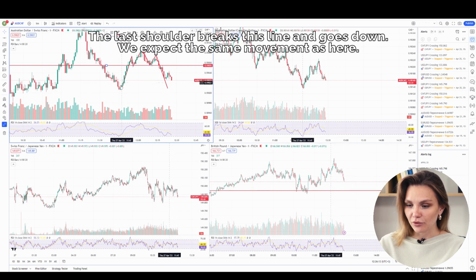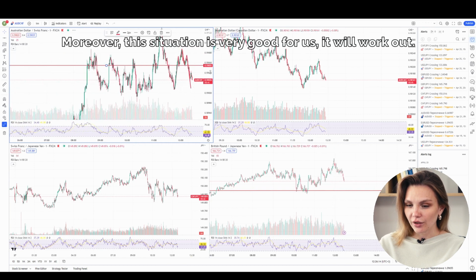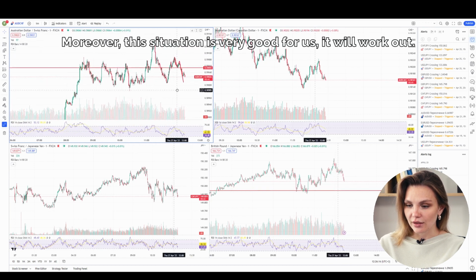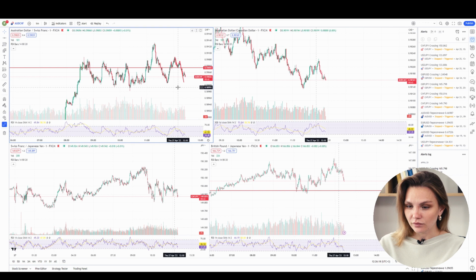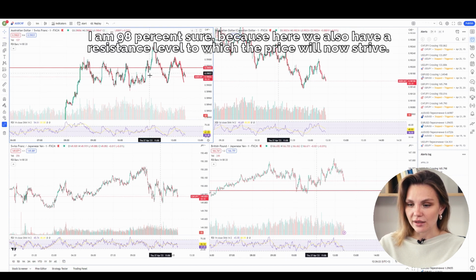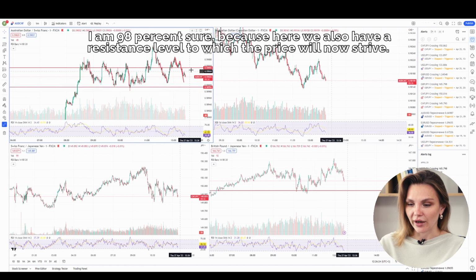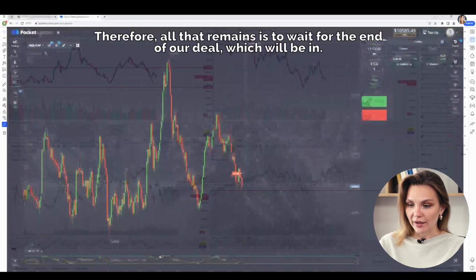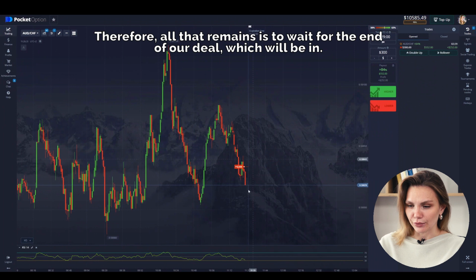We expect the same movement as here. Moreover, this situation is very good for us. It will work out. I'm 98% sure because here we also have a resistance level to which the price will now strive. Therefore, all that remains is to wait for the end of our deal.